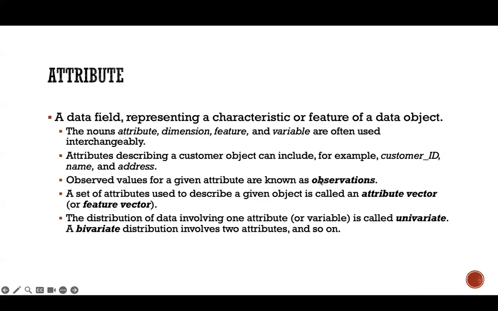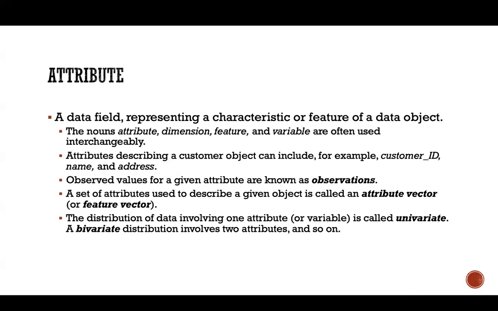Now, attribute, I just mentioned, is capturing the characteristics or feature of that data object. We also use nouns like dimension, feature, variable, depending on different fields, different terms can be used for it. Attributes describing a customer object can include customer ID, their name, their address, and the observed values for any given attribute, we call them observations.